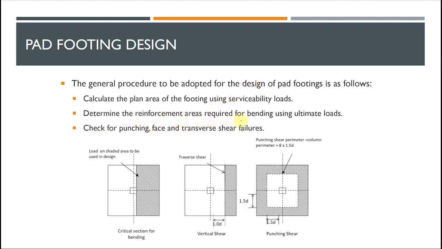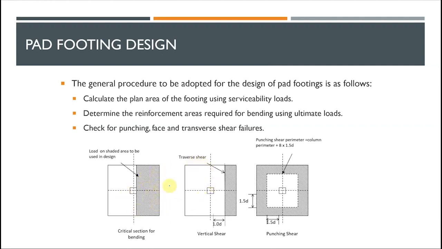Determine the reinforcement areas required for bending using the ultimate load. You still need to calculate the ultimate load untuk dapatkan As. And check for punching shear and transverse shear failures. So kita kena check juga failure yang lain, whether soon our footing will deteriorate because of this failure. So this one I can explain nanti, but just to give you some ideas. Okay, yang shaded area is the critical section for bending. So area yang ni yang kita akan kira untuk design for As, ataupun untuk design macam kita nak letak bar.